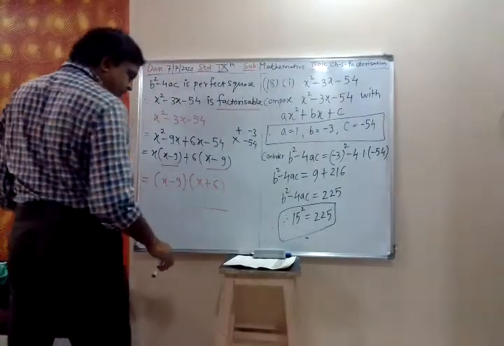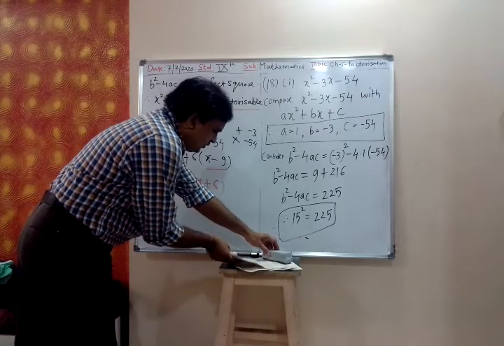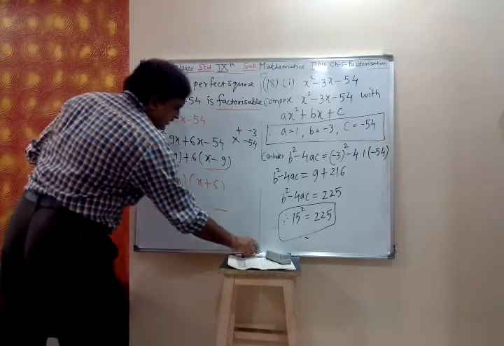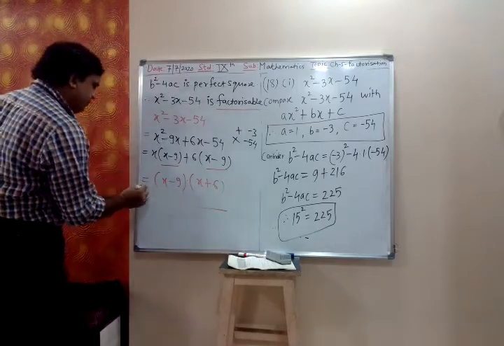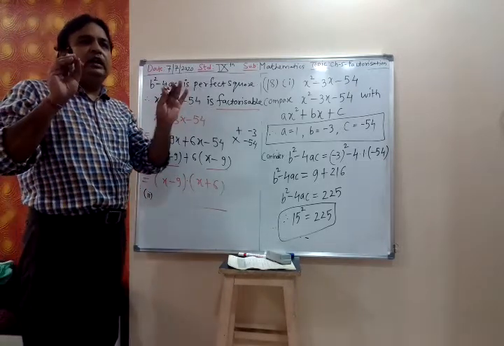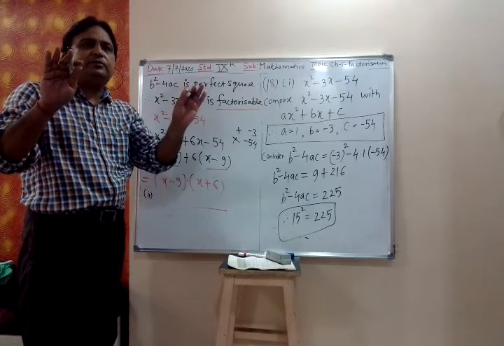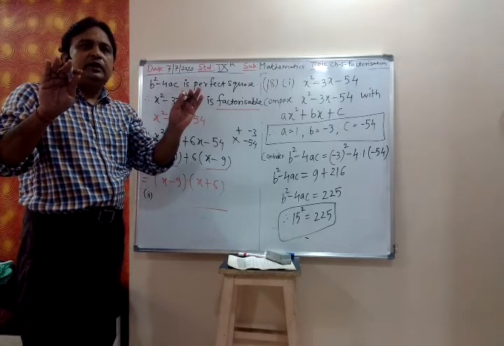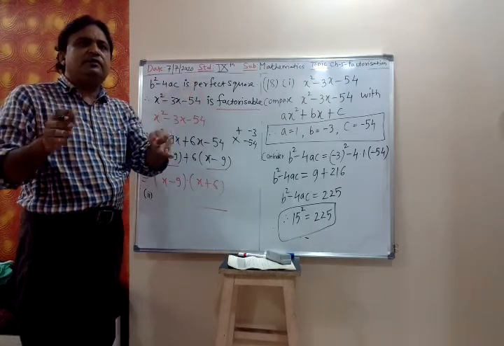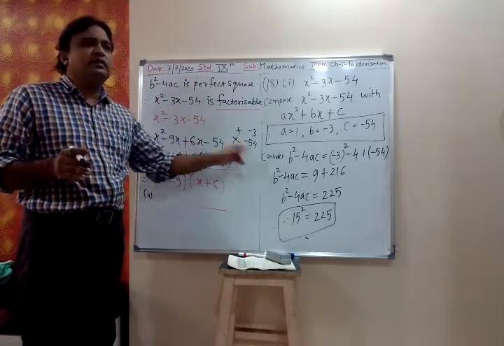Then all of you are having the textbook? Yes, only this method. If the question is factorize, then there is no need to check whether b square minus 4ac is a perfect square or not. If the question is factorize, it means directly factorize. But if the question is check whether it is factorizable or not, then we check the condition b square minus 4ac is a perfect square.